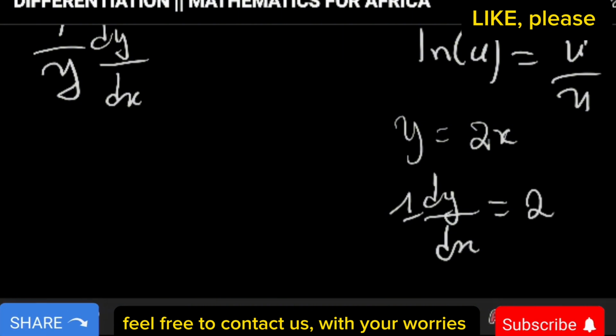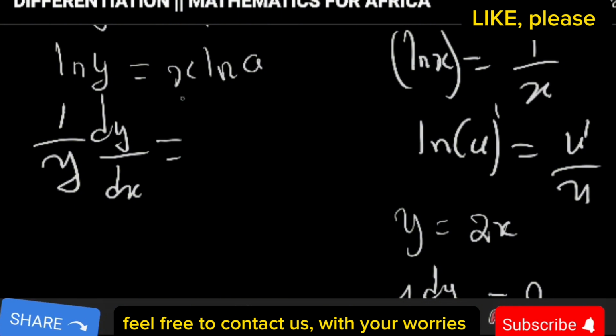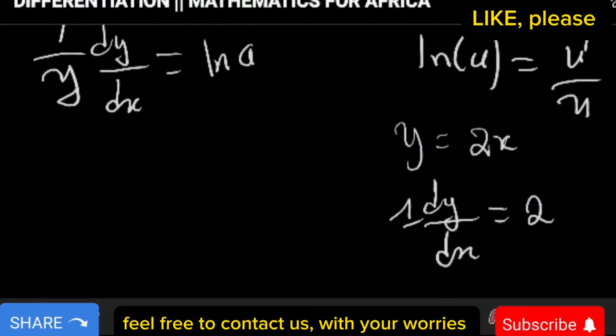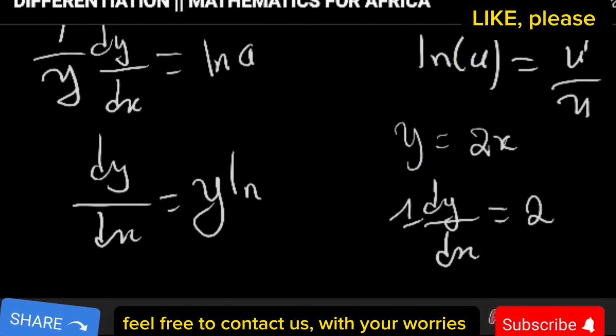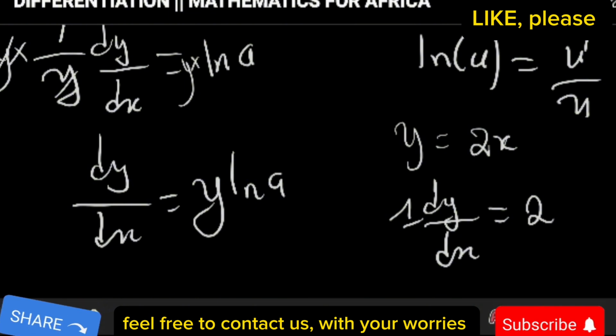Have you seen that? So here, when we differentiate ln y, we simply get 1 on y, and that will be equal to, if I differentiate x ln a, the derivative of x is just 1, then I just get ln a. And we now get dy on dx equal to y ln a. I will just cross multiply like this. I've just multiplied both sides by y. This y cancels and we get dy dx equals y ln a.